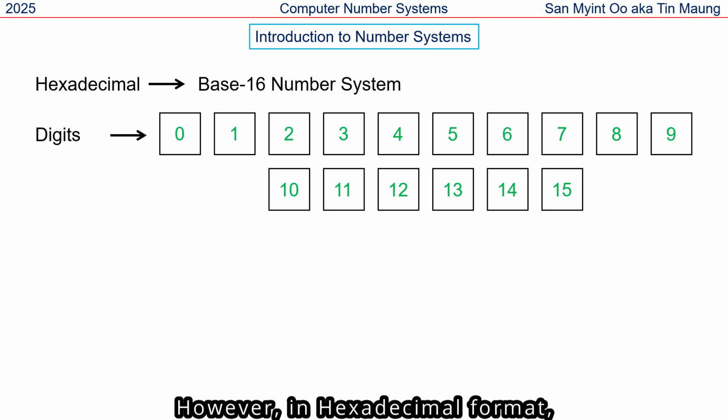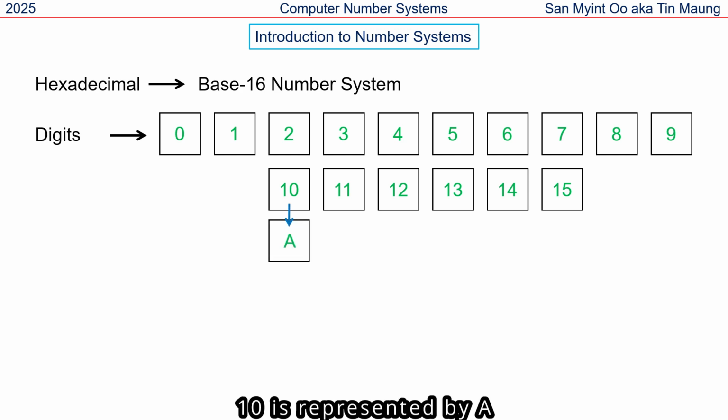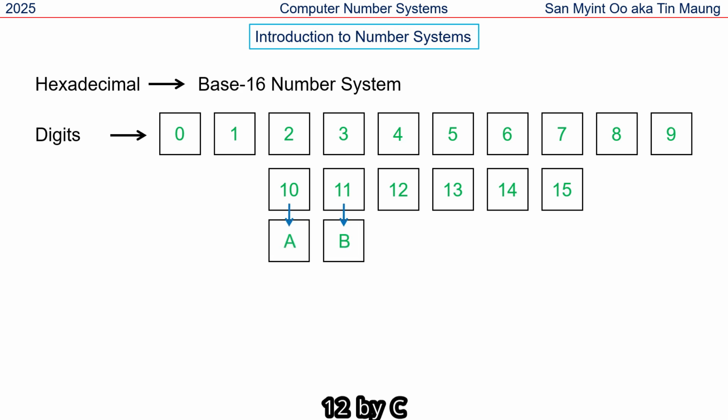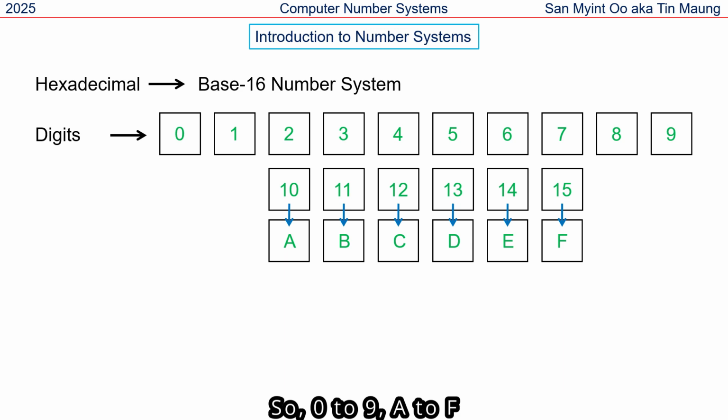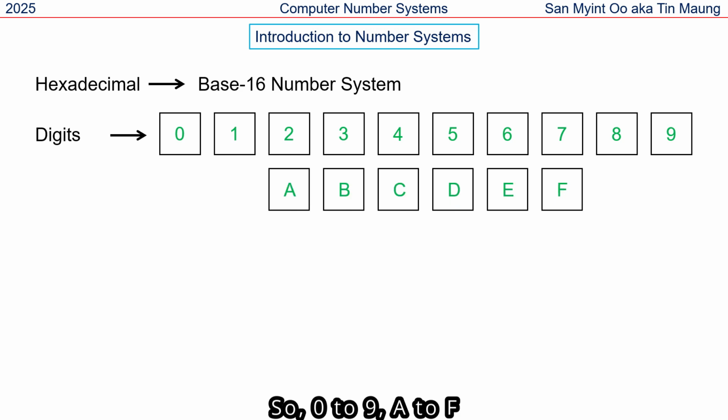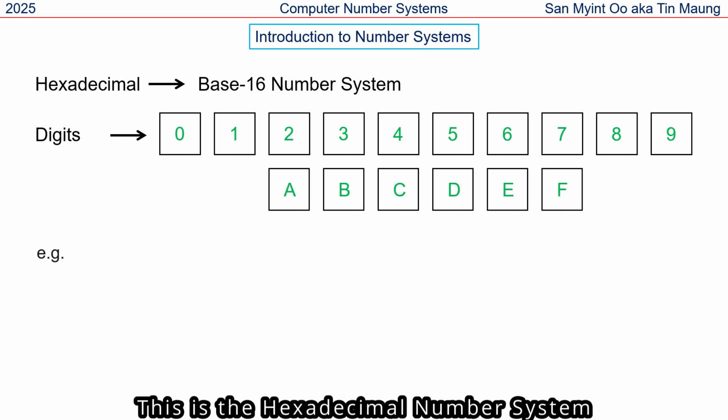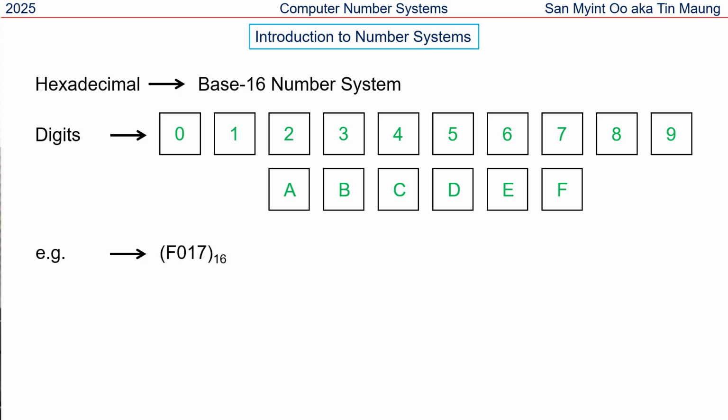However, in hexadecimal format, 10 is represented by A, 11 by B, 12 by C, 13 by D, 14 by E, 15 by F. So 0 to 9, then A to F. You got it? This is the hexadecimal number system.